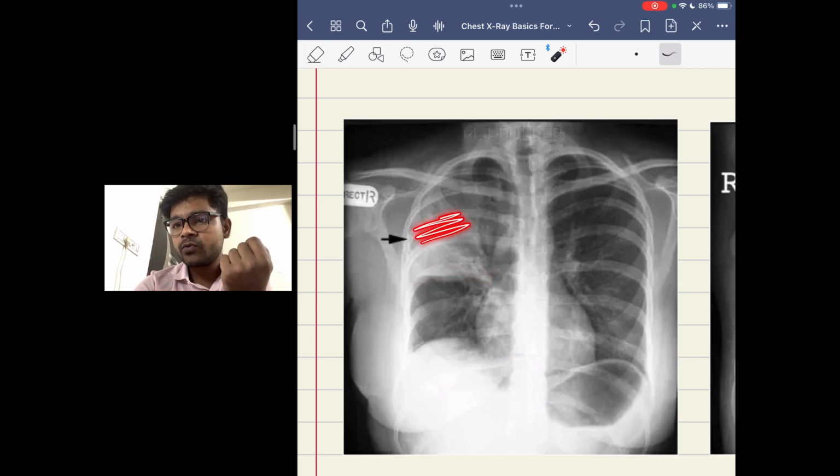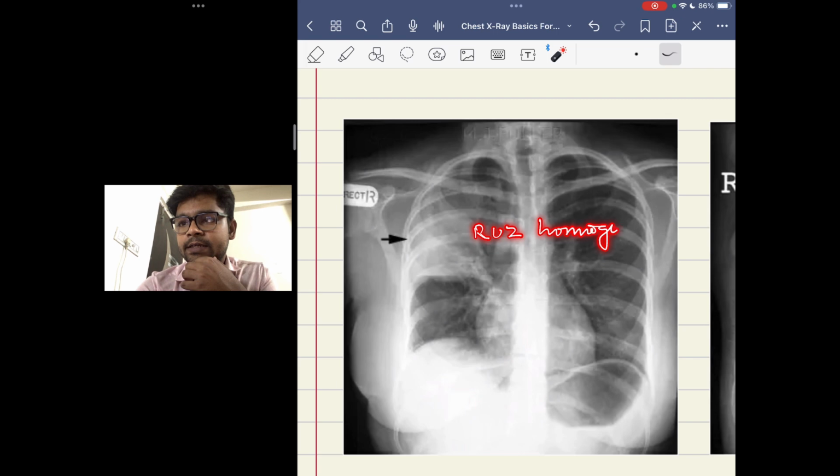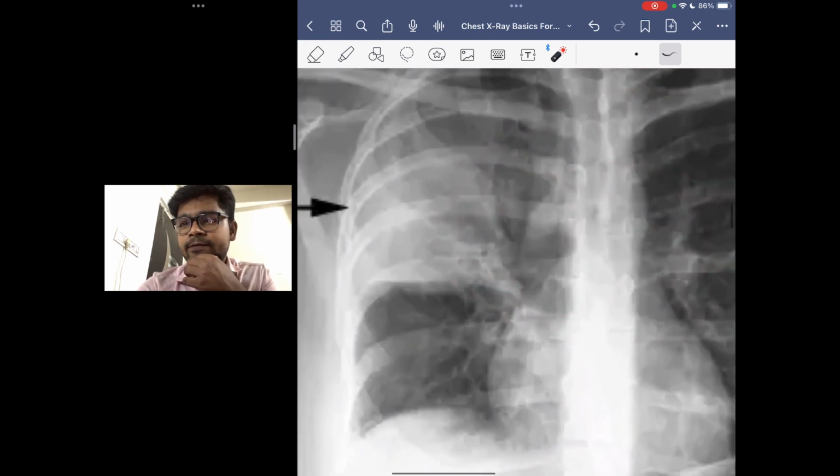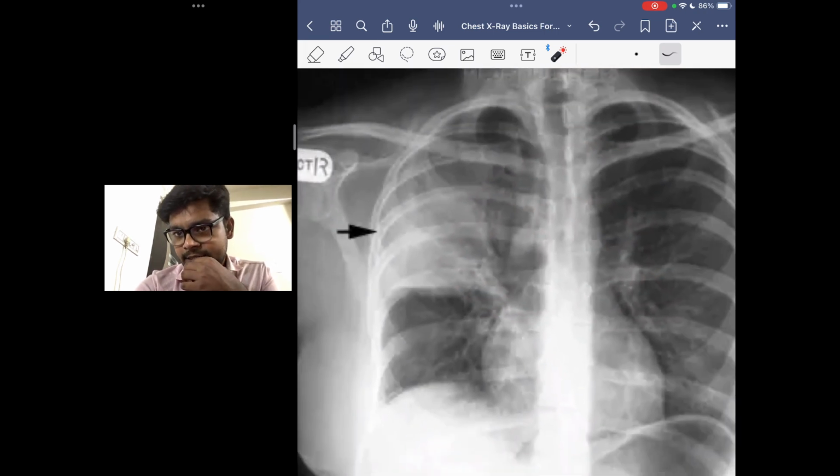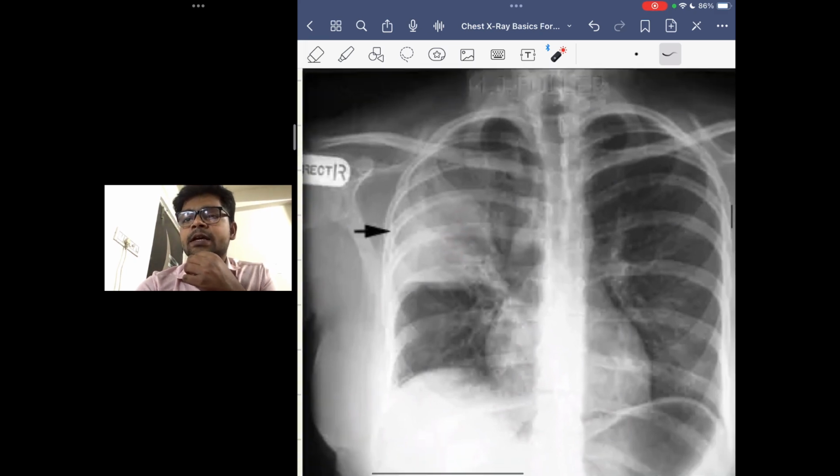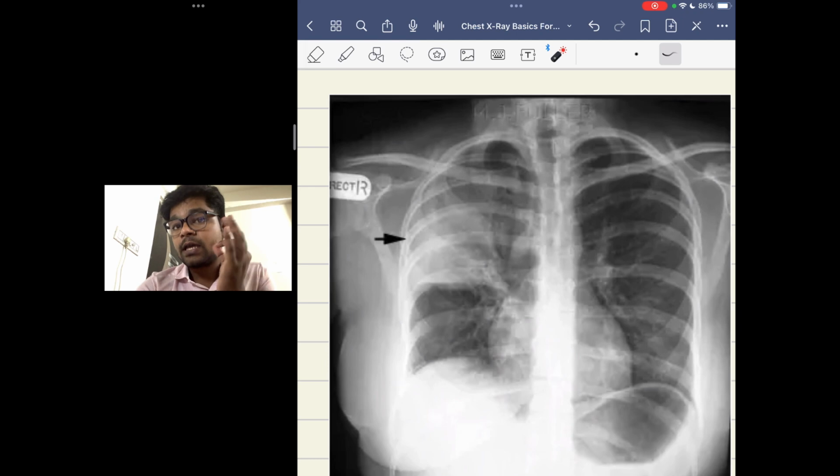And this is a homogeneous opacity in the right upper zone. We cannot say it as a lobe. So it is a right upper zone homogeneous opacity. Are you following this? This is the right upper zone homogeneous opacity. If we zoom, there are certain air bronchograms seen inside the consolidation, inside this opacity.